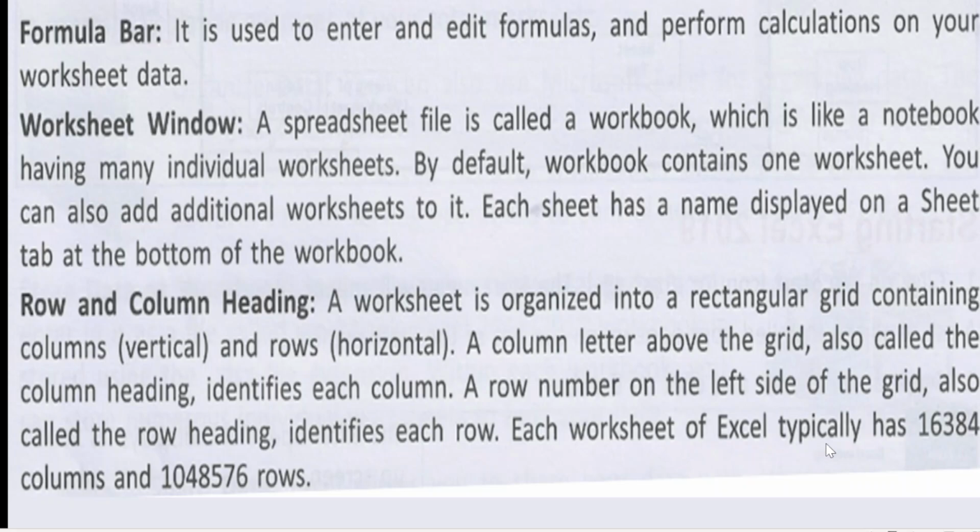Each worksheet of Excel typically has 16,384 columns. As I told you earlier, these many columns we have, like A, B, C, D, then it will continue as AA, AB, and so on. You can explore it. And how many rows can you see here? Oh my god, there are 10,48,576 rows.